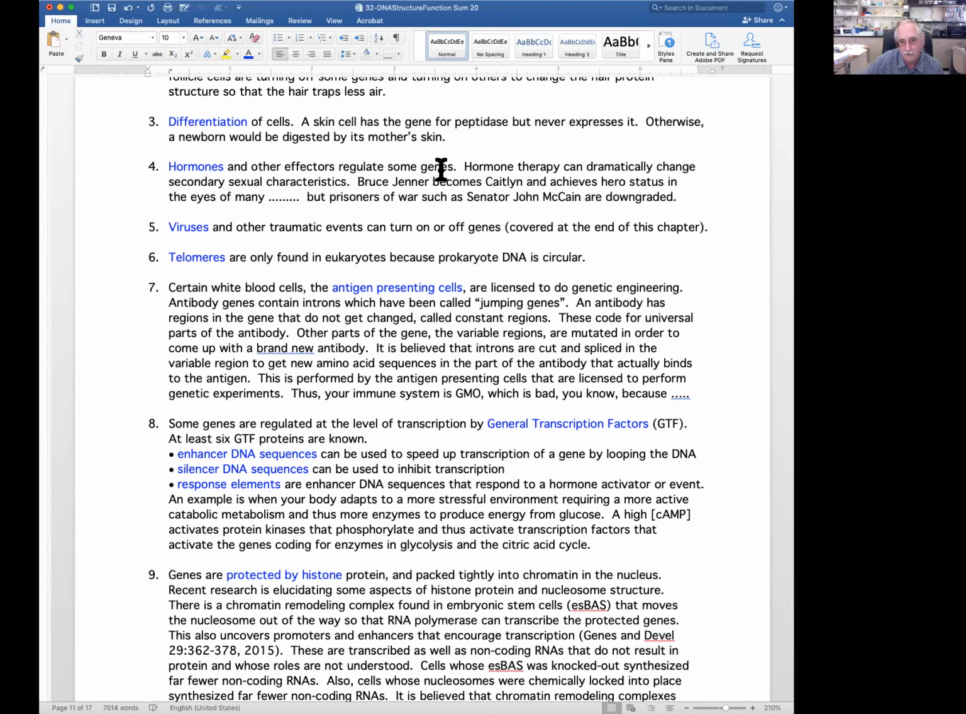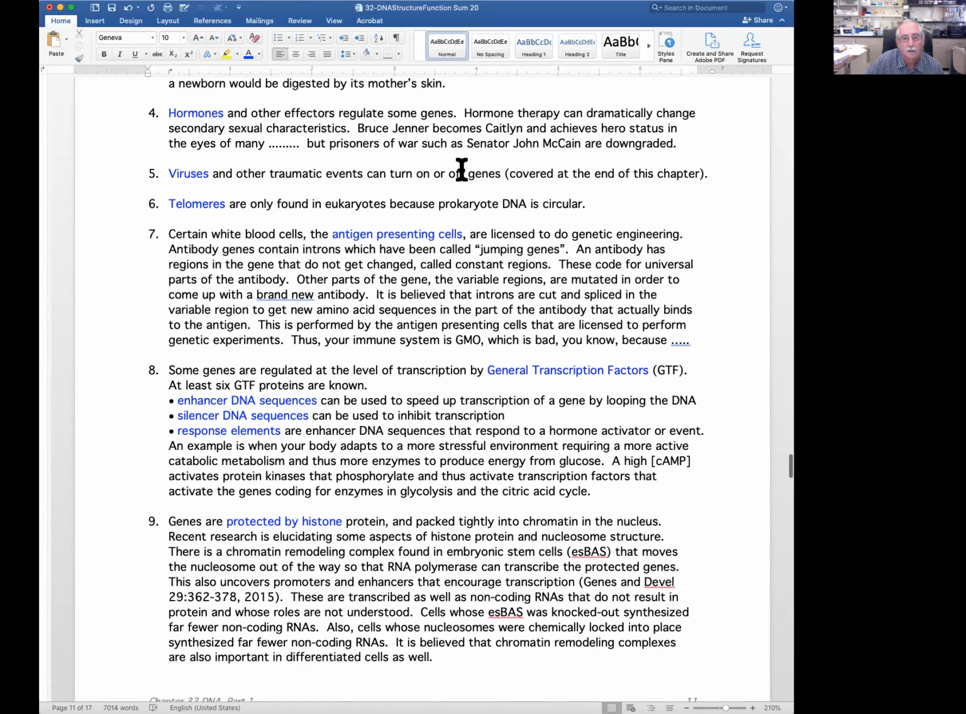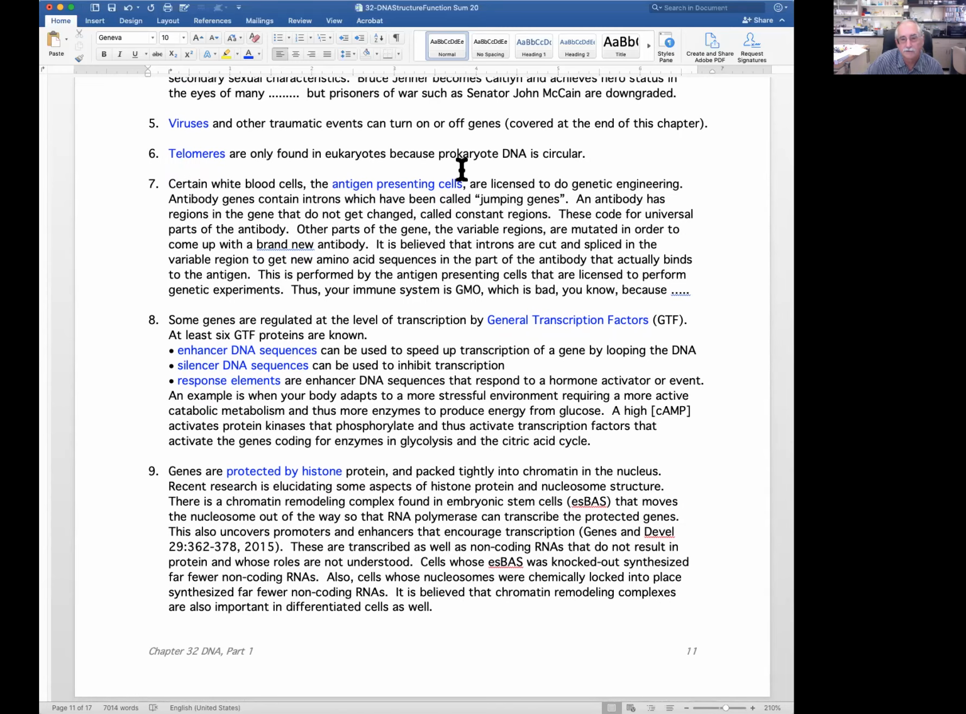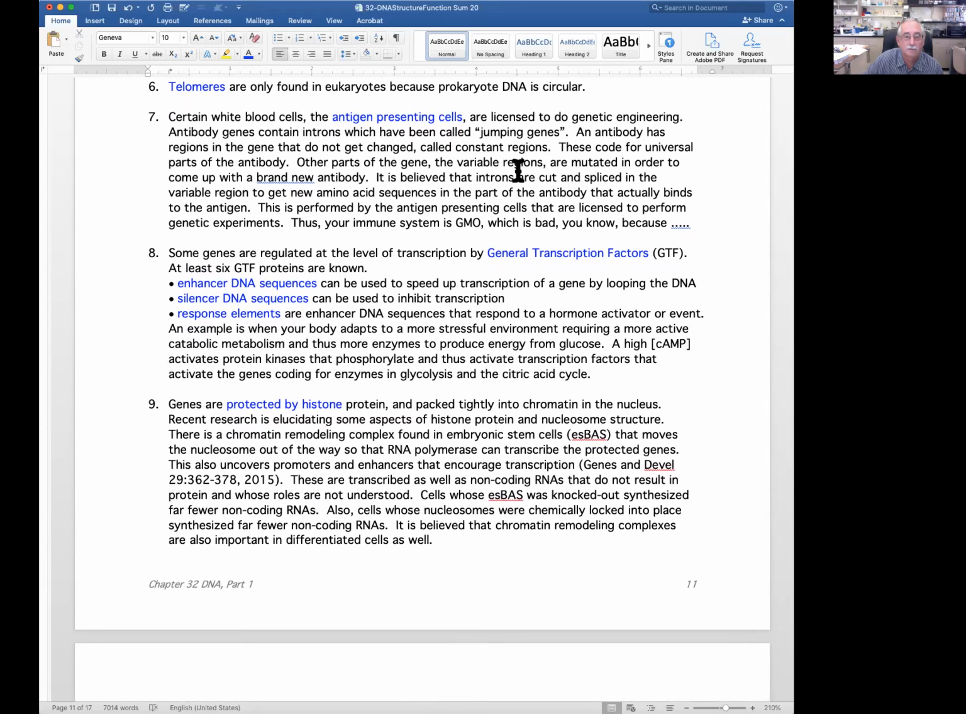Hormones and other effectors regulate genes. Viruses and other traumatic events can turn on or turn off genes. Then telomeres are found only in eukaryotes. Prokaryote DNA is circular. And then in certain white blood cells, the antigen presenting cells, they're licensed to do genetic engineering. They're producing brand new proteins that have never been in your body before.